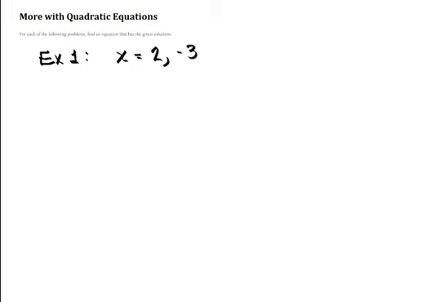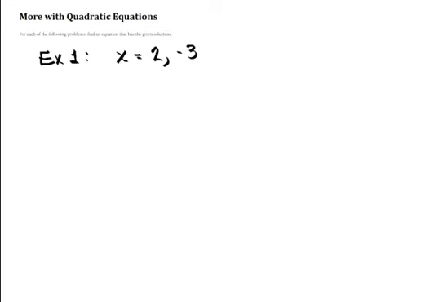On some of these problems, they're going to give you the answers and ask you to find the quadratic that works for this, or whatever the polynomial might be. So let's look at this. They tell me that the answers are 2 and negative 3.